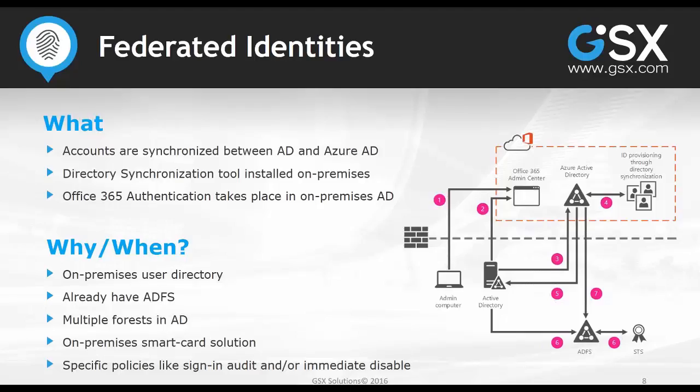Well, again, same as the previous scenario, when you have an on-premise user directory. If you already have ADFS because you were federating different services that were available before. If you have multiple forests, or an on-premise smart card solution, you have to do that. Or there are also some areas where you have specific policies in place, like sign-in audit, or you need to be able to immediately disable authentication. So to have the most control, you would need to have this scenario.